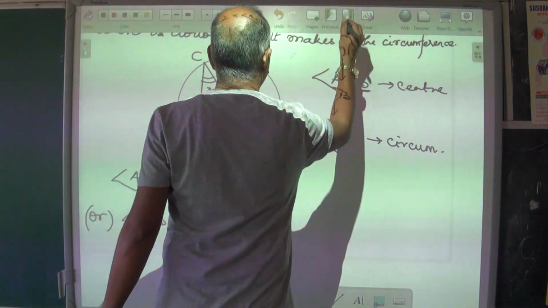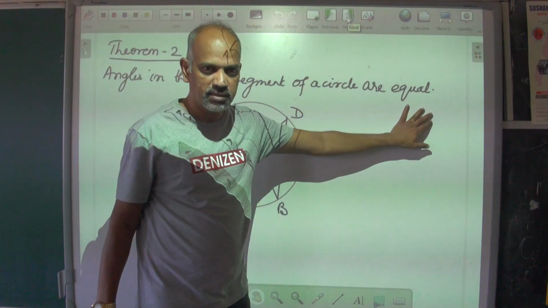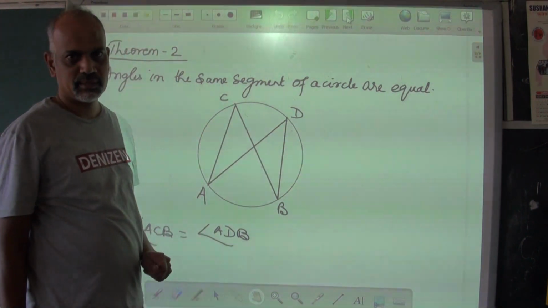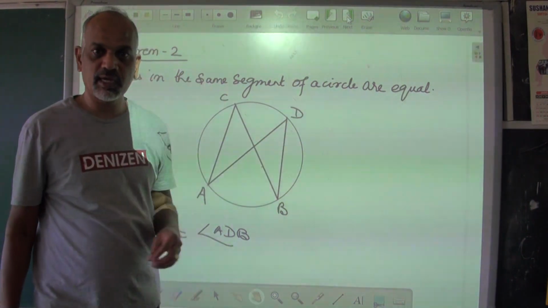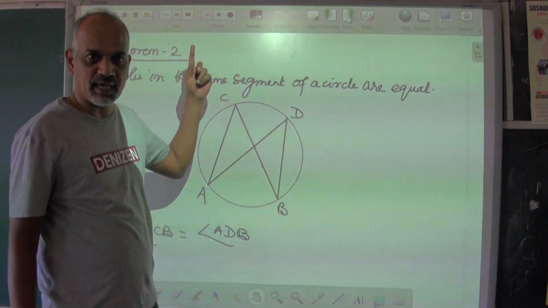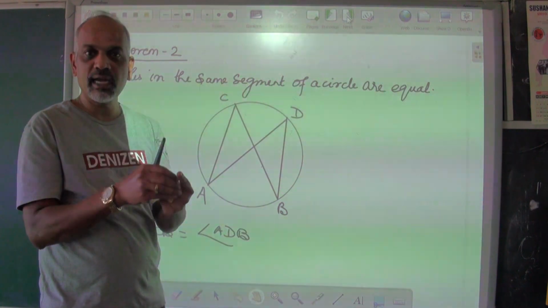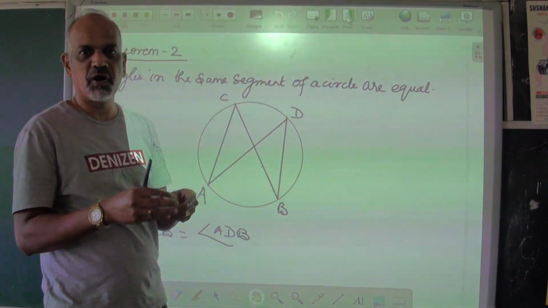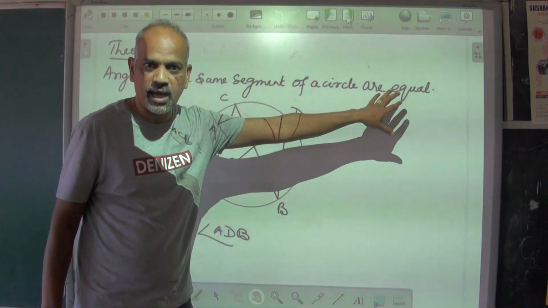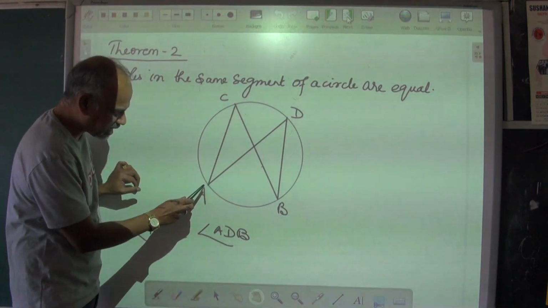The second one. Angles in the same segment of a circle are equal, or angles made by the same arc are equal. But angles made by the same arc are equal means both the angles should be made on the circumference. Because according to the previous case, if there are two angles made by an arc, if one is at the center, one is on the circumference, the angle at the center will always be double of whatever is made on the circumference. Here it says angles in the same segment of a circle are equal, or angles made by the same arc are equal.